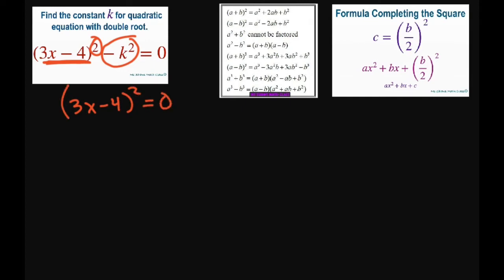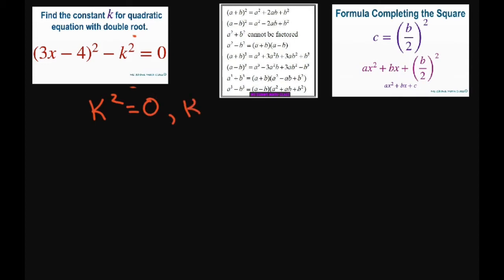And so if you solve for this, you would get x equals 4 divided by 3. So it would just be one solution. All right. So basically, looking at our formula, all we have to do is look at k squared and let k squared equal 0. So therefore, k equals 0.